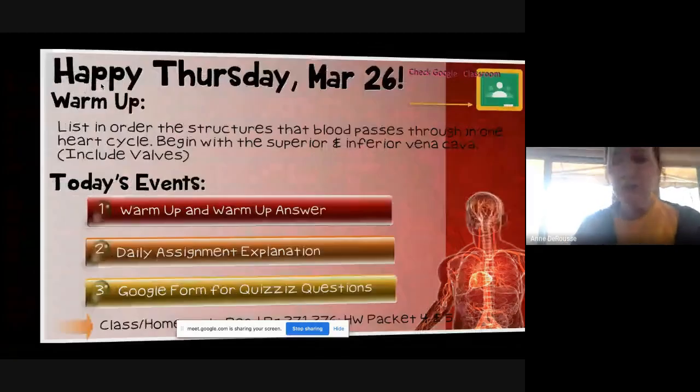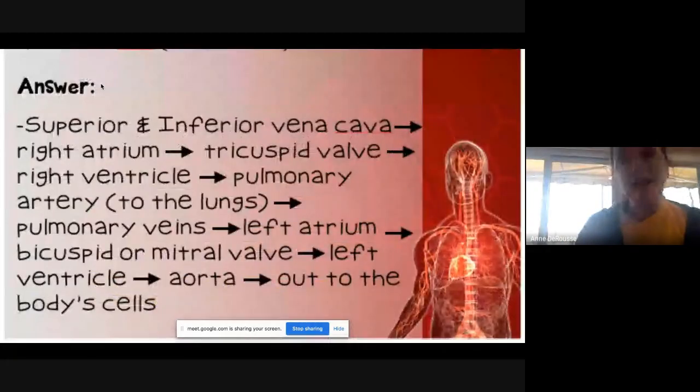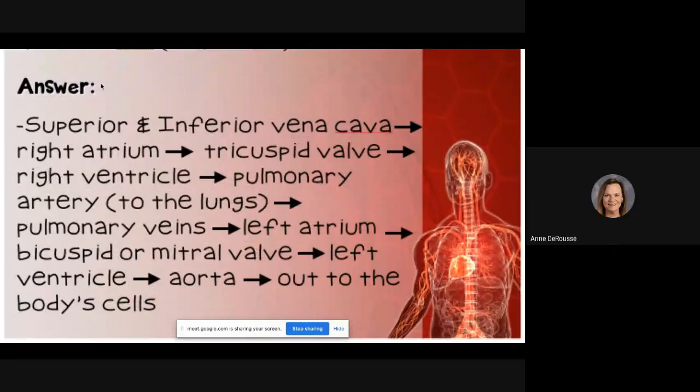So from the superior and inferior vena cava, they enter the right atrium. Remember, the right atrium, looking at it, is on the left. Goes through the tricuspid valve into the right ventricle. Daisy's so excited about the right ventricle. Through the pulmonary artery to the lungs, picks up oxygen, comes back into the heart from the pulmonary veins, into the left atrium through either, you can call it the bicuspid or mitral valve, into the left ventricle, out the aorta, and then out to all of the body's cells.